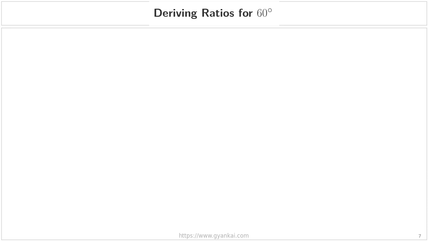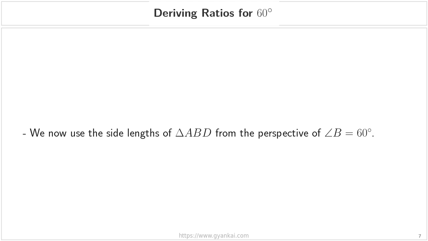Deriving ratios for 60°. Now that we have successfully derived the ratios for 30°, let's shift our focus. We are still working within the same right-angled triangle, triangle ABD, but this time, we are going to look at it from the perspective of angle B, which is 60°.